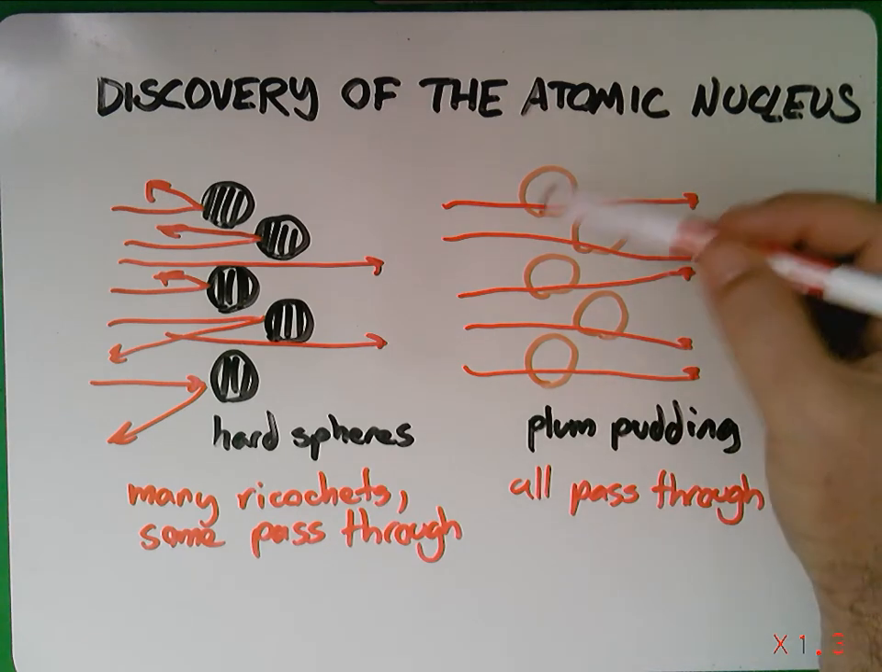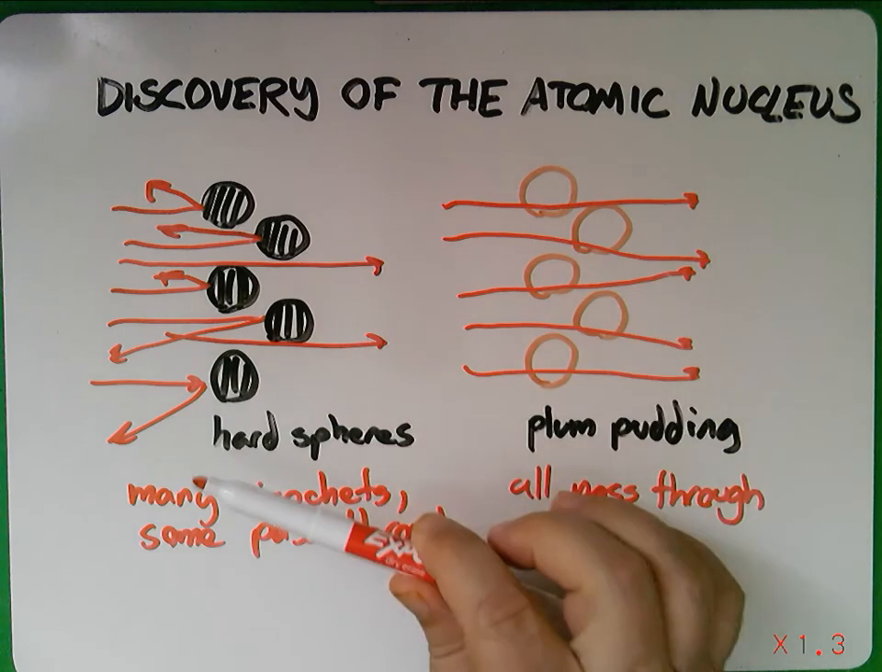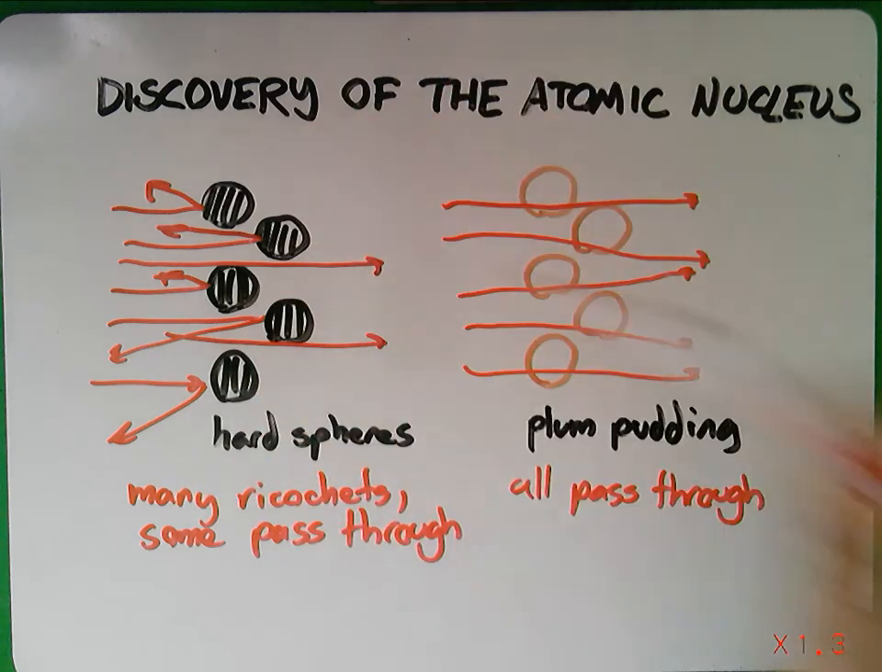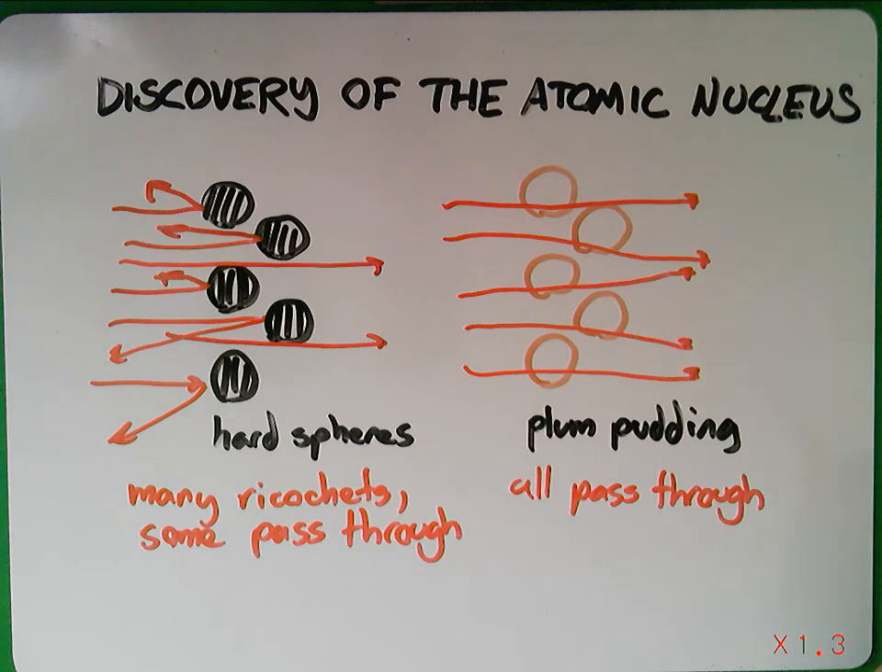He had some idea about the size of the atom and the distance between them, so he could actually calculate how many should ricochet from a hard sphere and how many should go through with a plum pudding. And this experiment, where you're going to fire some alpha particles at a bunch of atoms, should tell us which one of these models we've got. The big surprise in this experiment was that neither of these models was correct.